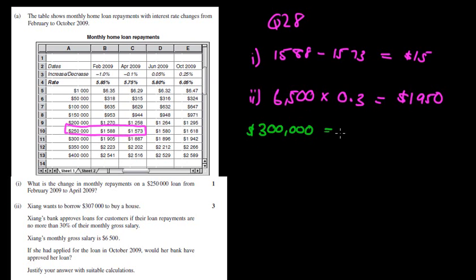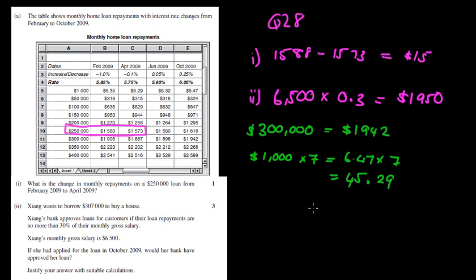$300,000, we know we're making repayments there of $1,942. That's currently less than what we've got there. But remember, we also need to find out what $1,000 is. We need to multiply that by 7, because it's $307,000. So the repayments for $1,000 is $6.47. Times that by 7, which comes to a total of $45.29. Now, if I add those two amounts together to find out what it is going to be for that $307,000, we're going to have a total of $1,987.29, which is obviously more than the $1950 that she has, which is 30% of the gross income. Therefore, she would not have been allowed to have that particular loan.